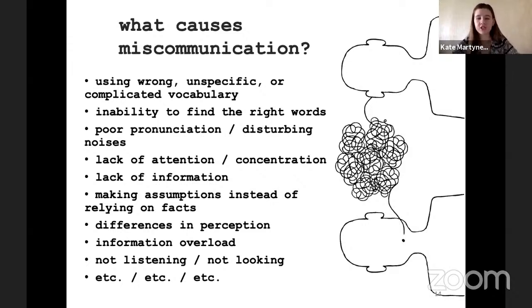Then lack of attention or concentration, when you don't pay enough attention to what your partner is saying. Lack of information, making assumptions instead of relying on facts, differences in perception, information overload, not listening, not looking, and a lot of other causes of miscommunication. Okay, so what do you think about this? Can you write some more causes of miscommunication?